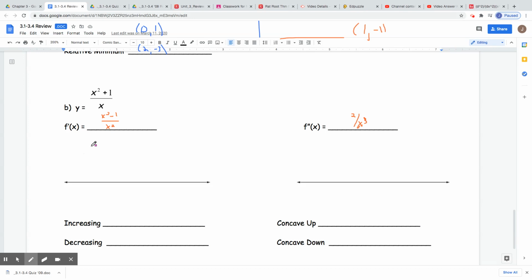When you set the top equal to 0, you get x squared equals 1, which is plus or minus 1. And you also get 0 when you set the bottom equal to 0. So I have 0, negative 1, positive 1.